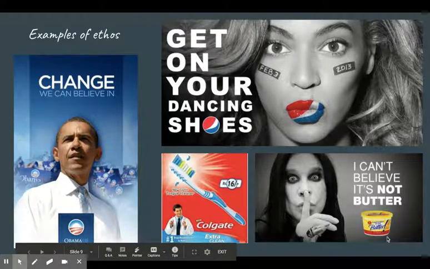And then last but not least, we have I Can't Believe It's Not Butter, and we have Ozzy Osbourne. And I don't know how relevant Ozzy still is. I get mixed messages on that, but interesting that they chose Ozzy for this product, right? That it's sort of appealing to an older crowd, whereas Beyonce is appealing to a younger crowd.